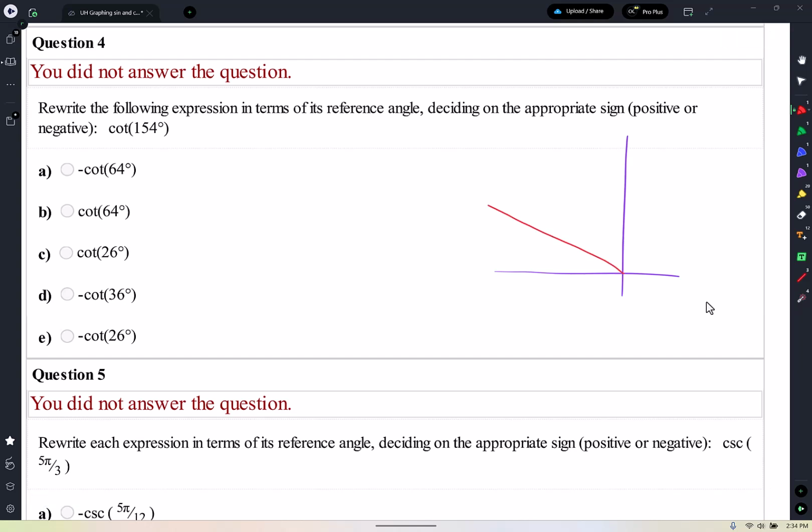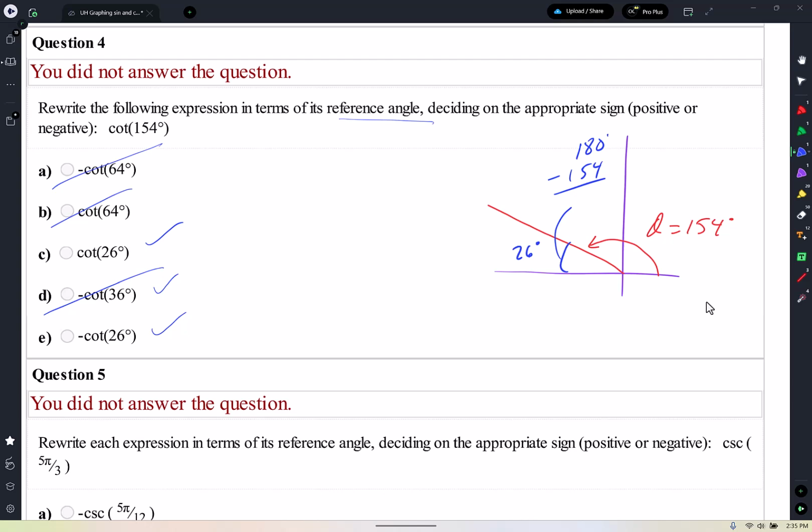Here's 154. How close are you to 180? That close. Go 180 degrees minus 154. Let's see, 26 degrees? That's my reference angle. What they want to see, it says rewrite the following expression in terms of its reference angle. Out, maybe. Oh, that's a 36. Out, maybe. So it's between C and E.